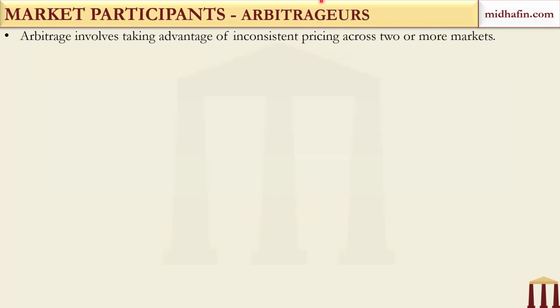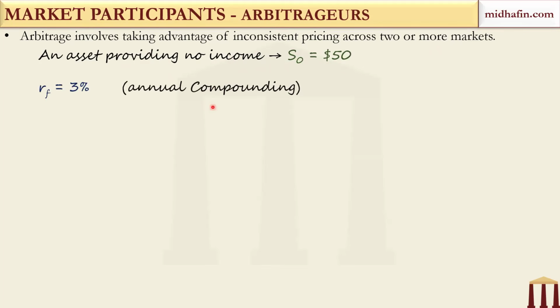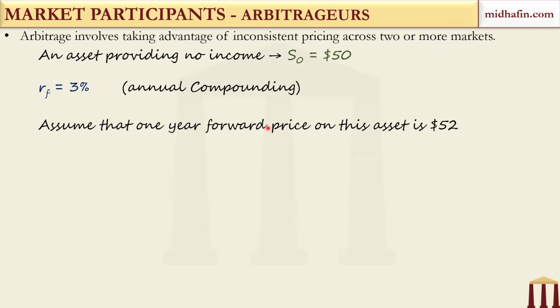Then there is a third class of market participant, which are arbitragers. Now, arbitrage involves taking advantage of inconsistent pricing across two or more markets. So, for an asset which provides no income, let's take an example directly. Let's say the current price is 50 for that asset. The risk-free rate is given to you with annual compounding, and we'll see these things in properties of interest rates. Now, assume that the 1 year forward price is $52 on this asset.